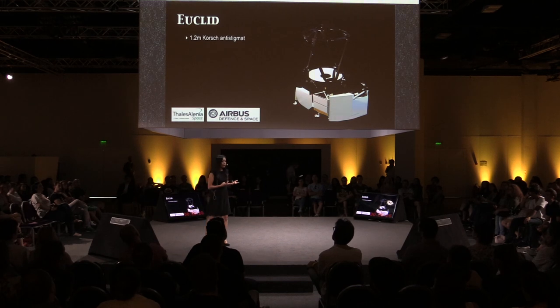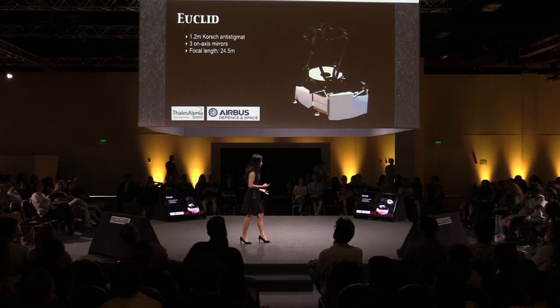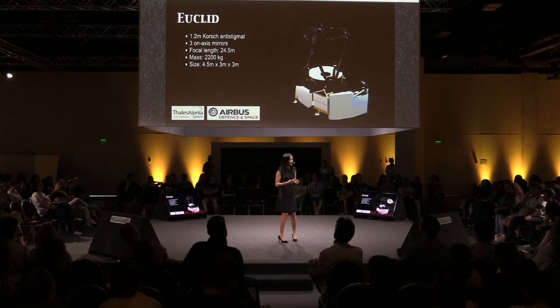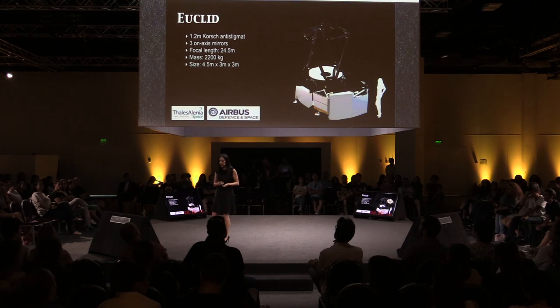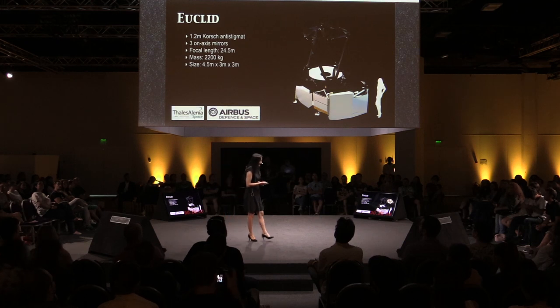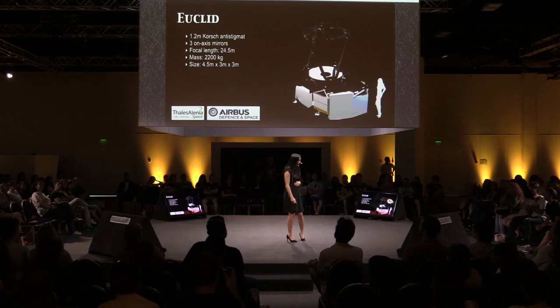Euclid is a 1.2-meter Korsch anti-stigmat telescope. This means that its mirror is very flat and very wide, which enables us to have a very wide field of view of the sky. It has three mirrors. You can see two of them there. And there's a human for size comparisons.